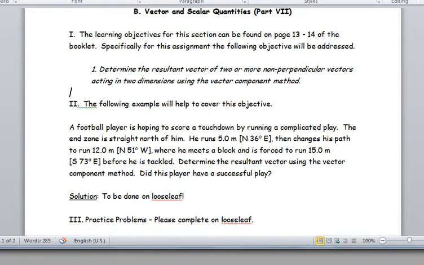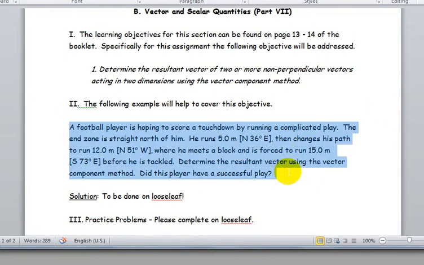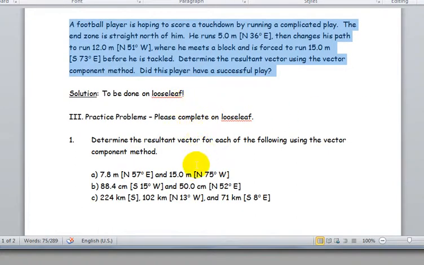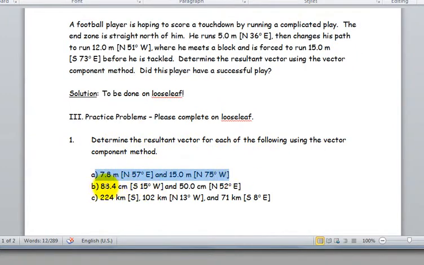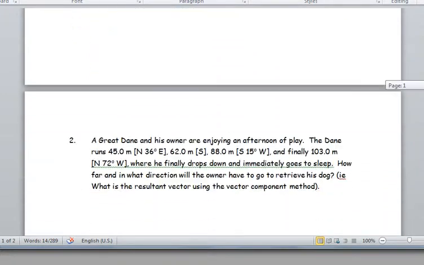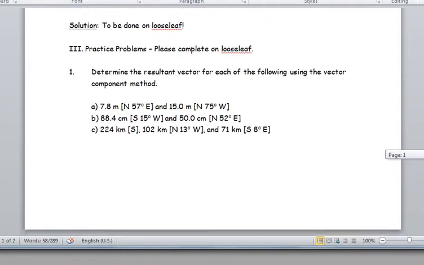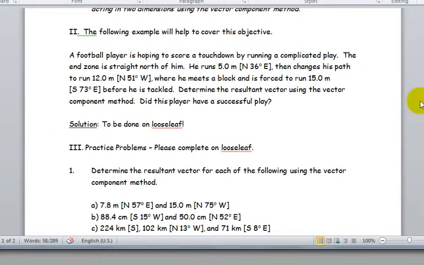So what I'd like to do is go over this sample football question with you. And then the rest of it is to be done on loose leaf and handed in as a hand-in assignment. There's a total of 4 questions. So determine the resultant of each of these. Here's one question, second question, third question, and then the last question is on the flip side. So there's a total of 4 separate questions to do after I go over this example with you.